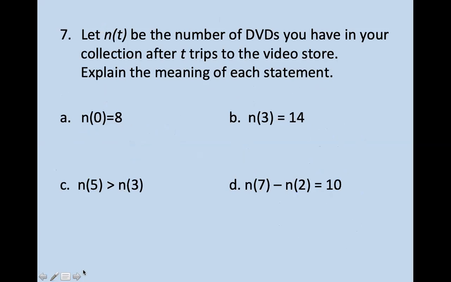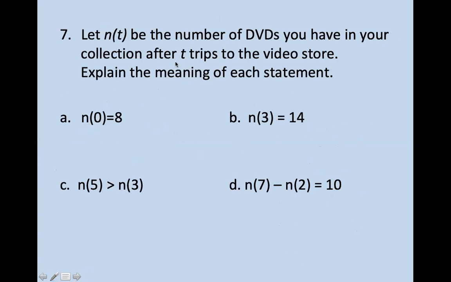All right, look at the next slide. All right, now these are a little bit strange. They just want you to try to interpret what the notation means based on a little scenario they give you. So in this one it says, let N of T be the number of DVDs you have in your collection after T trips to the video store. Explain the meaning of each statement.